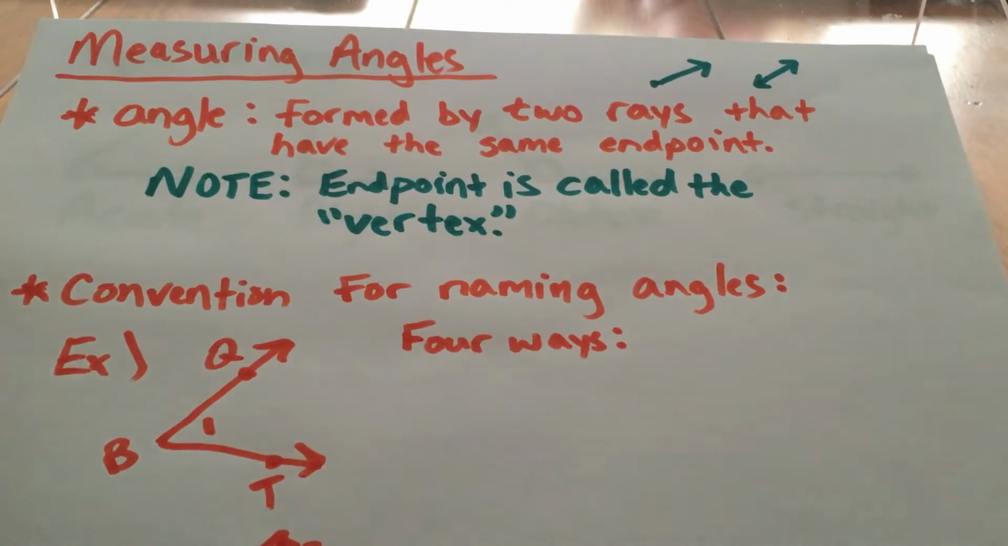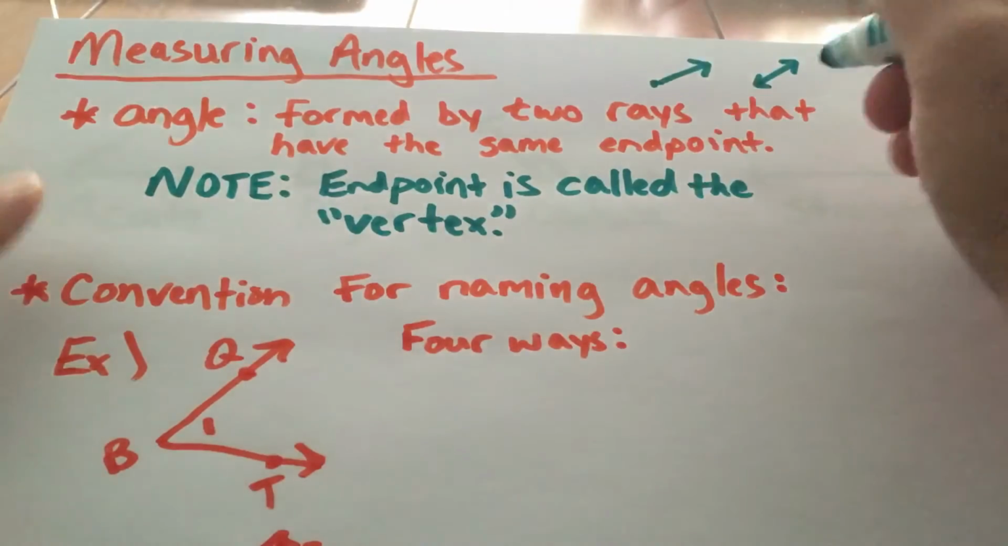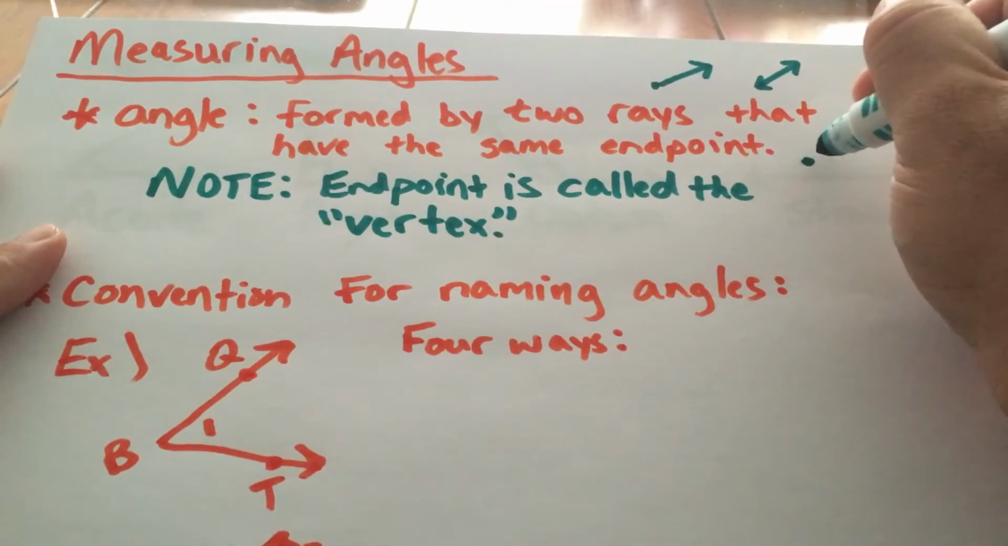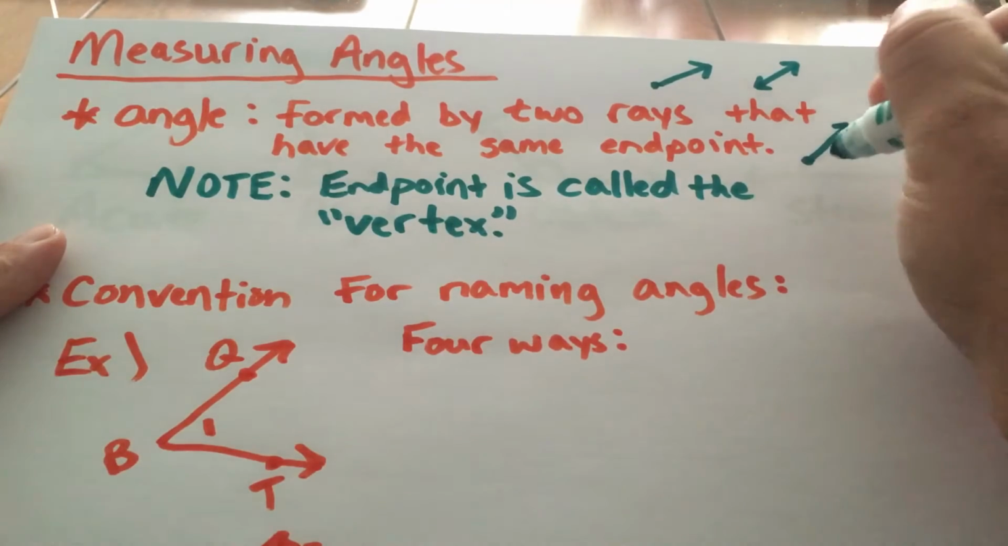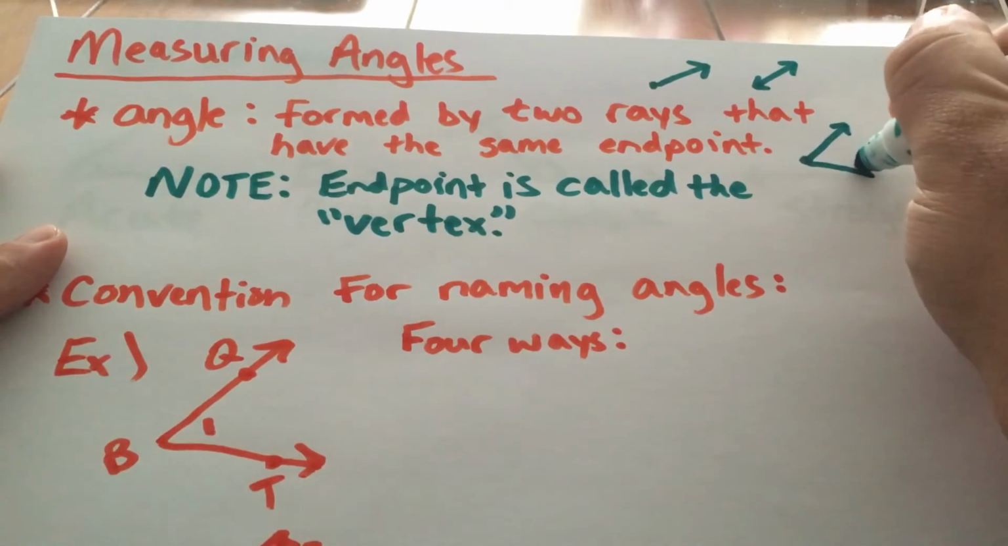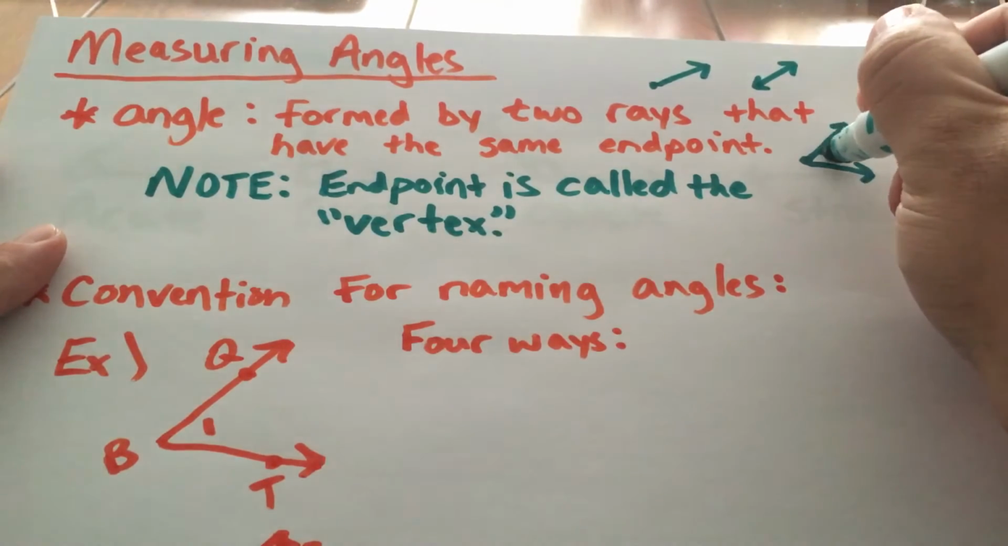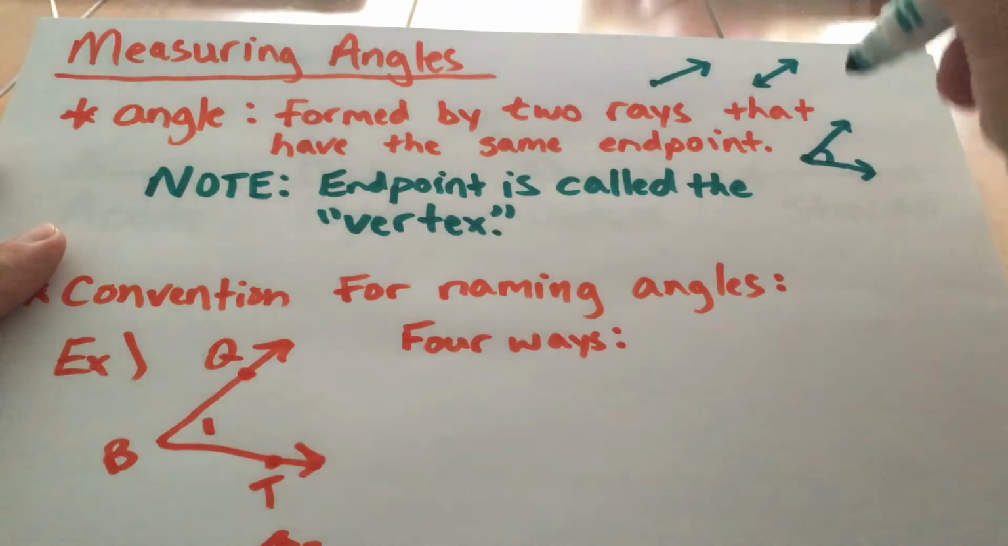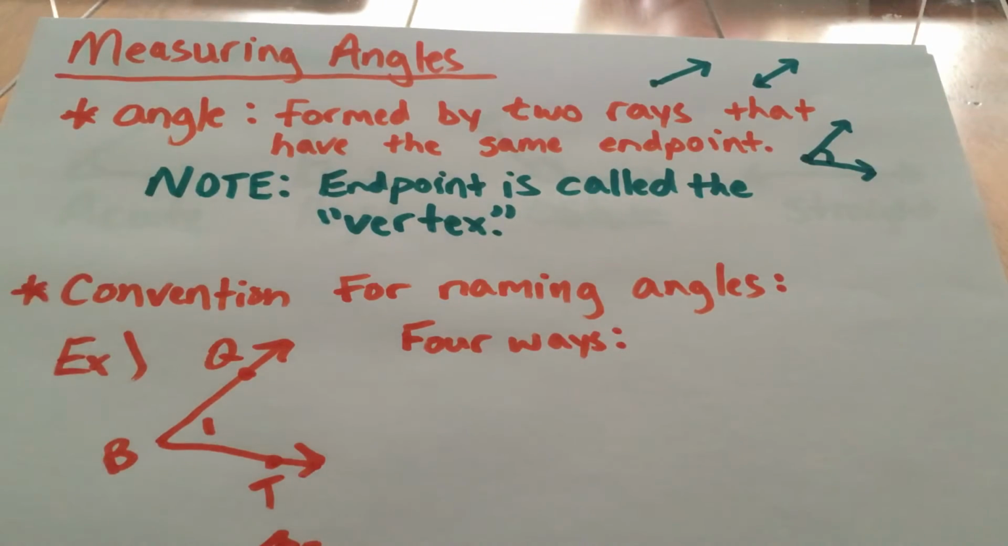So a ray is just this figure here where it has an endpoint and then it extends forever in one direction. So if we take two of those rays and we hook their endpoints together, so I'll show you right here, if I have this ray and then I hook it to another ray like this, we create what's called an angle, and we use that little swoopy thing there to denote that that's the angle that we're looking at. Okay, so that's the formal definition.